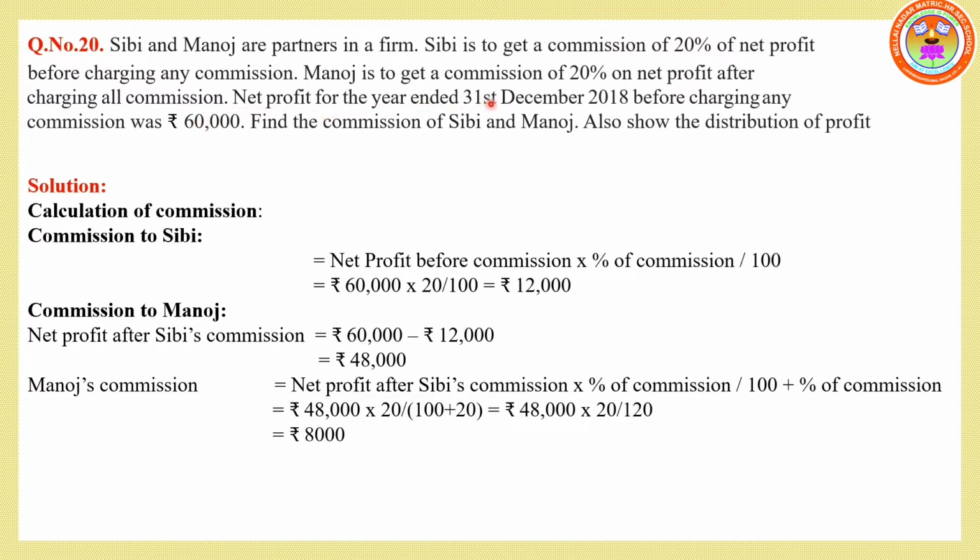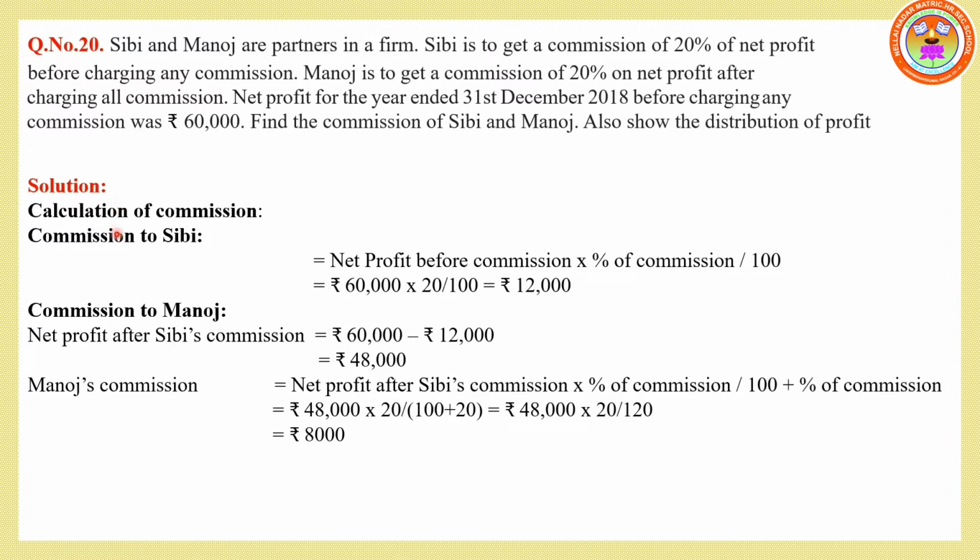Net profit for the year ended 31st December 2018 before charging any commission was 60,000. So the firm made a net profit of 60,000. On this amount only we are going to calculate commission for the partners. Find the commission of Sibi and Manoj. Also show the distribution of profit.